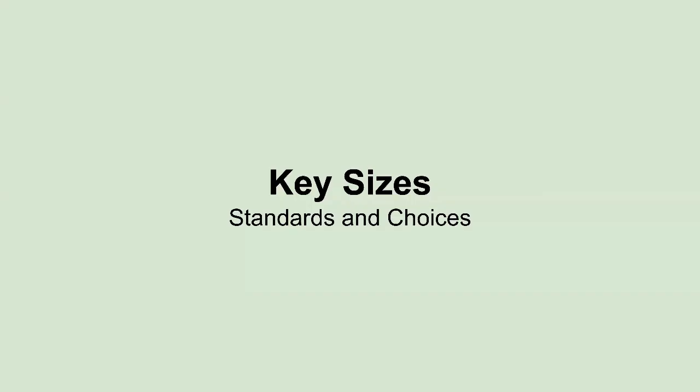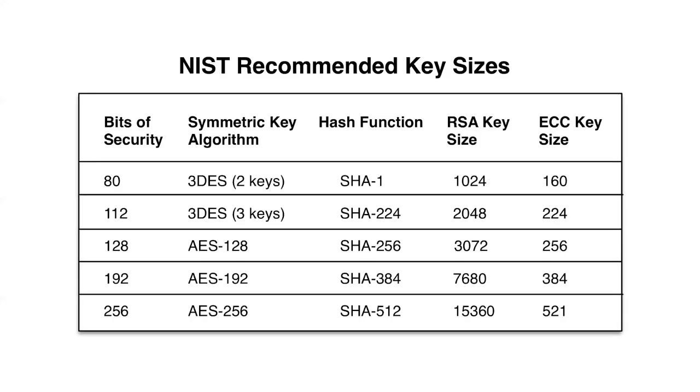Now, when you're working with algorithms, you do have a choice in key sizes. That can be either matched up to your requirements, or maybe you're just trying to meet a certain level of security. NIST does have a recommended key size diagram. I pulled this table out of one of their documents. So for a certain bit level of security, for example, if you were targeting 256 bits of security, these would be the key sizes you would need for all these different algorithms. So for example, AES 256, SHA-512, RSA 15360, and ECC 521.